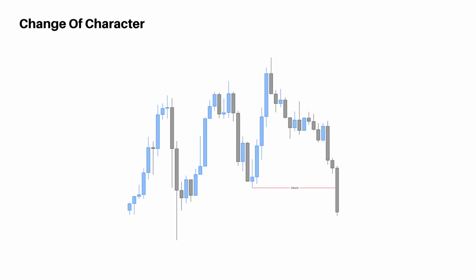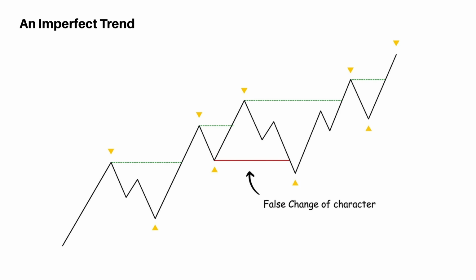However, the change of character is not always valid. In certain market conditions, it can become invalid. This usually happens during imperfect trending conditions where price forms a change of character but continues moving in the same direction. This often confuses traders who believe the trend has ended and that a reversal should follow. Let's break this down step by step.